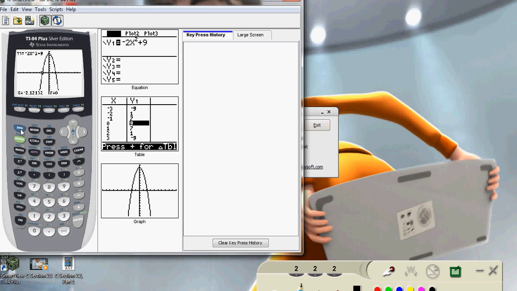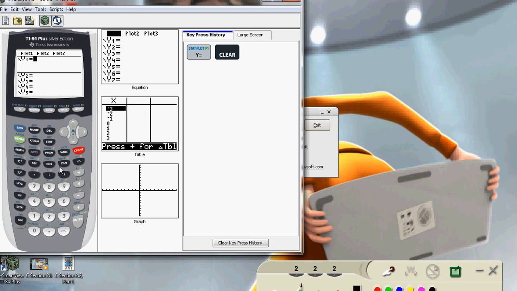So, first thing I'm going to do is to go to y equals and clear out everything that I don't want or don't need. So I've cleared it all out. And I'm going to start with my default window, negative 10, 10, 1, negative 10, 10, 1. So I've got it there.